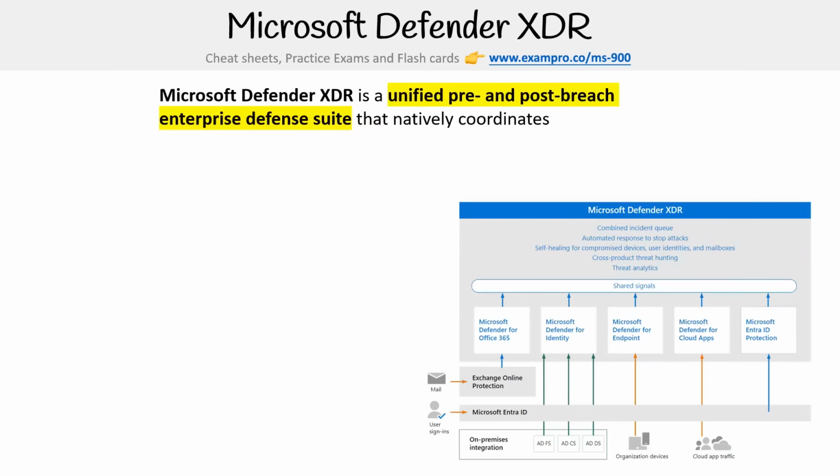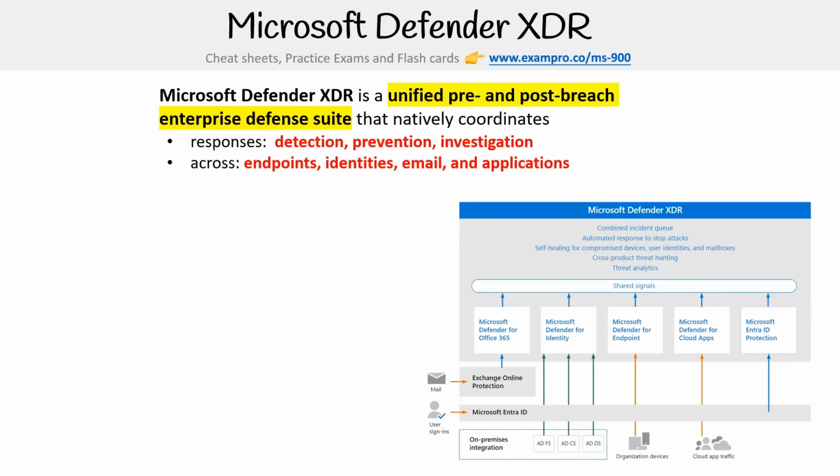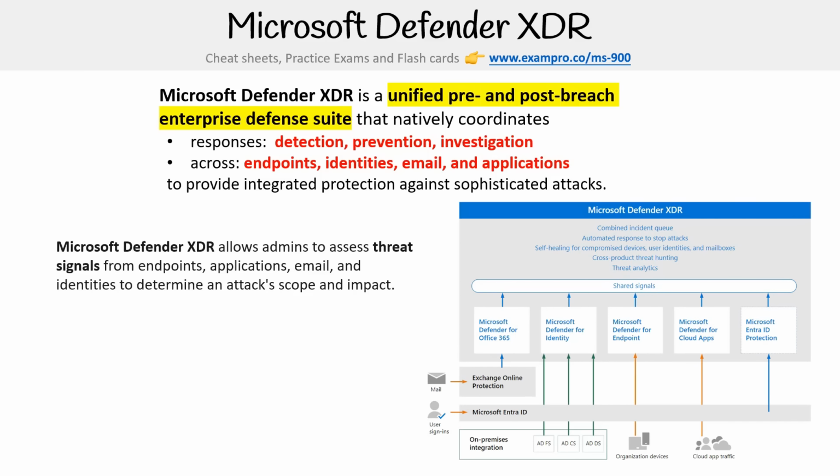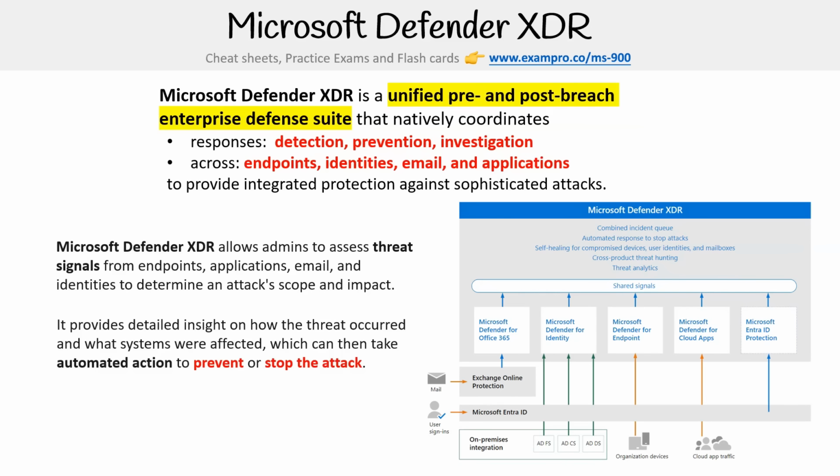Microsoft Defender XDR is a unified pre- and post-breach enterprise defense suite that natively coordinates response, detection, prevention, and investigation across endpoints, identities, email, and applications to provide integrated protection against sophisticated attacks. Microsoft Defender XDR allows admins to assess threat signals from endpoints, applications, email, and identities to determine an attack's scope and impact. It provides detailed insight on how the threat occurred and what systems were affected, which can then take automated action to prevent or stop the attack.